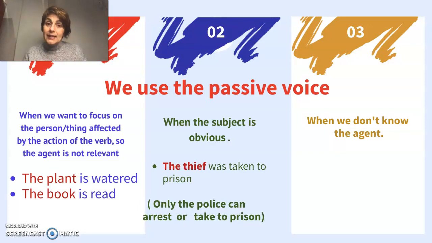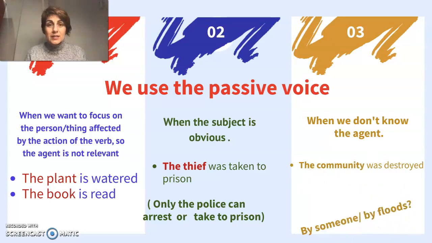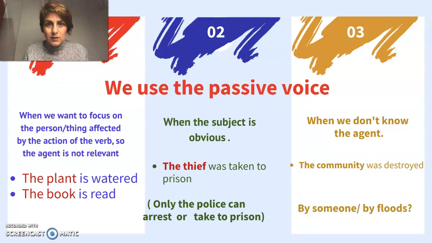Now, secondly, in some other cases, we might find that the subject is too obvious. For example, the thief was taken to prison. Well, only the police can arrest or take someone to prison, so it's not necessary to say that he was taken to prison by the police. So that explains why, in these cases, it's not necessary to mention the agent, so we are not really worried about who did the action, but who suffered the action. Okay? That is the thief.